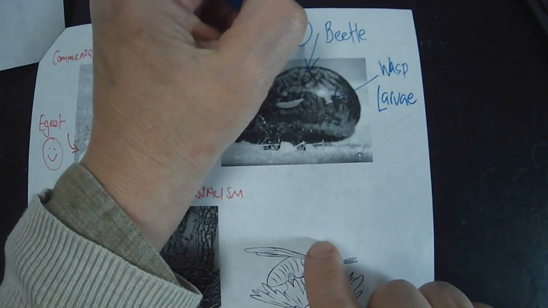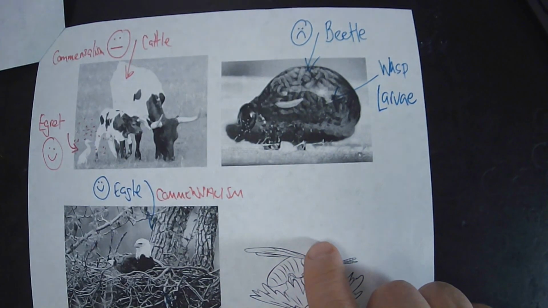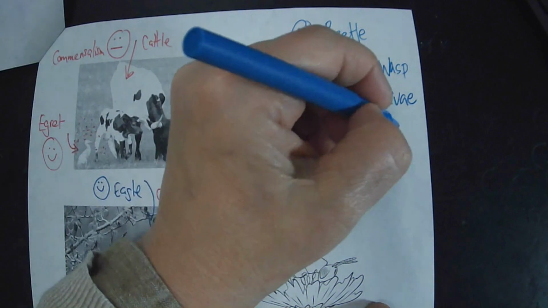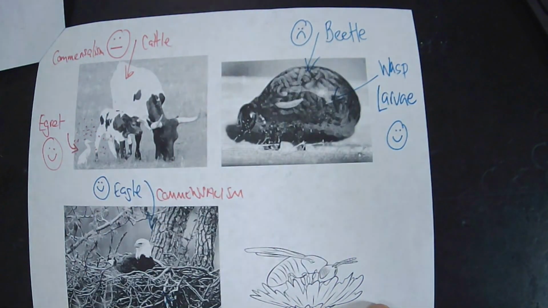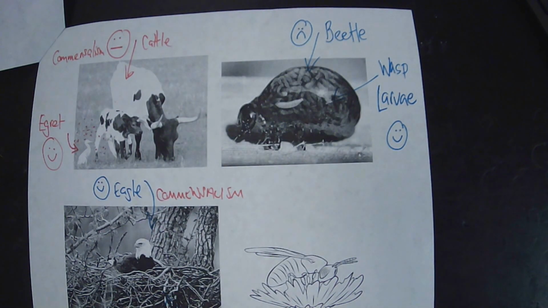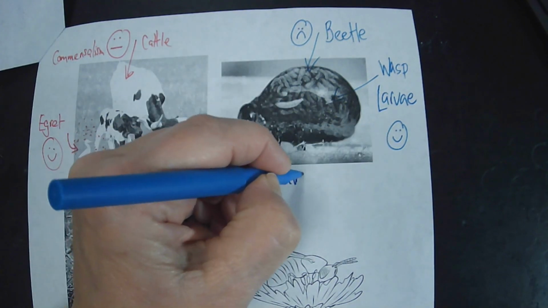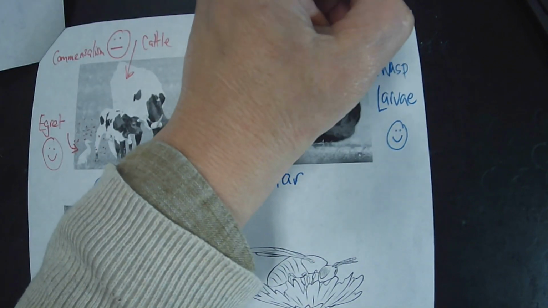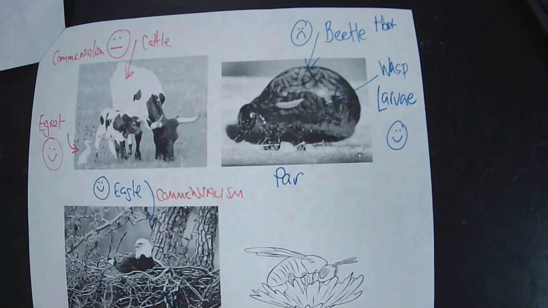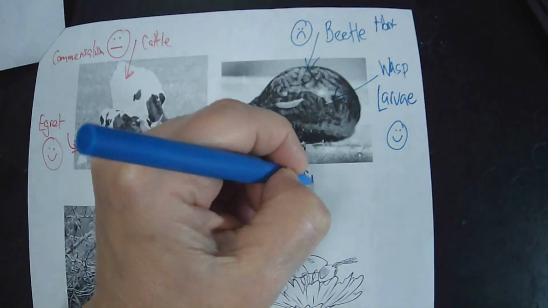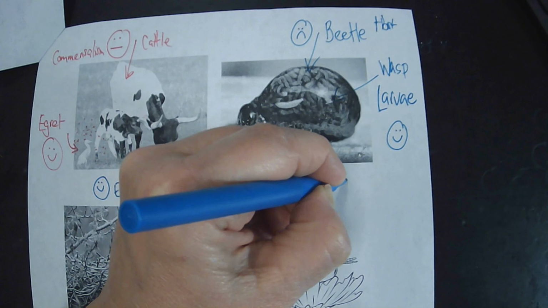That is terrible for the beetle. It is awesome for the wasp larvae because they get born with a steady and readily available supply of food to eat. Again, this is good for one, bad for the other. The beetle is the host, the wasp larvae are the parasite, and this is parasitism.